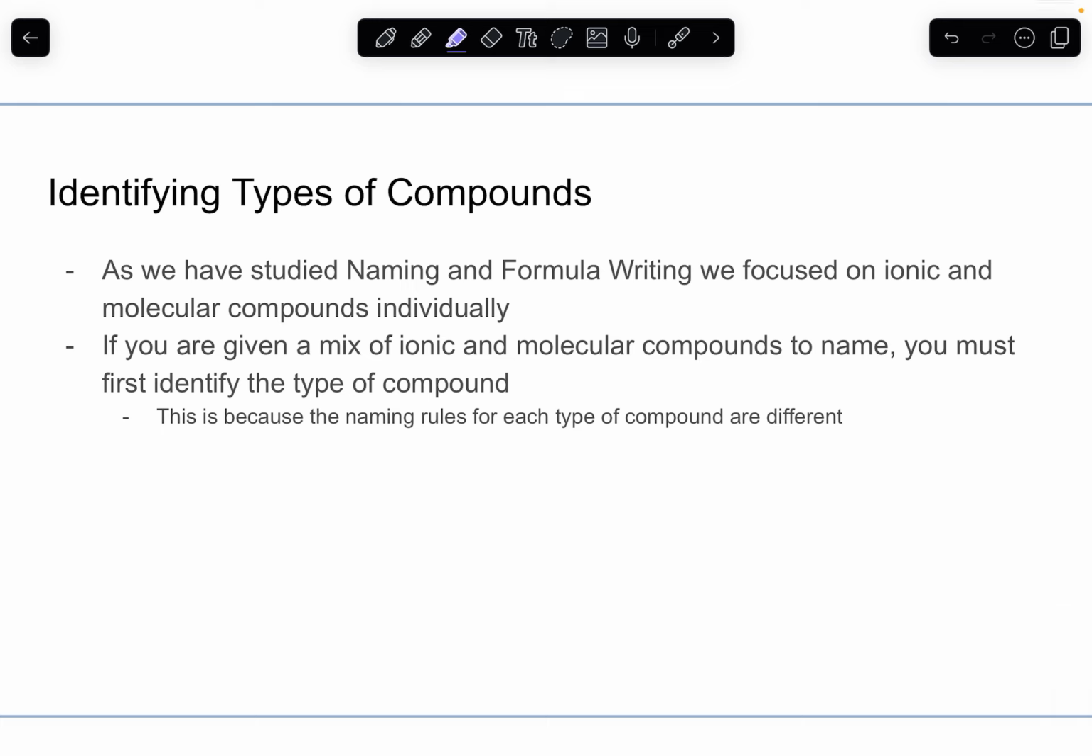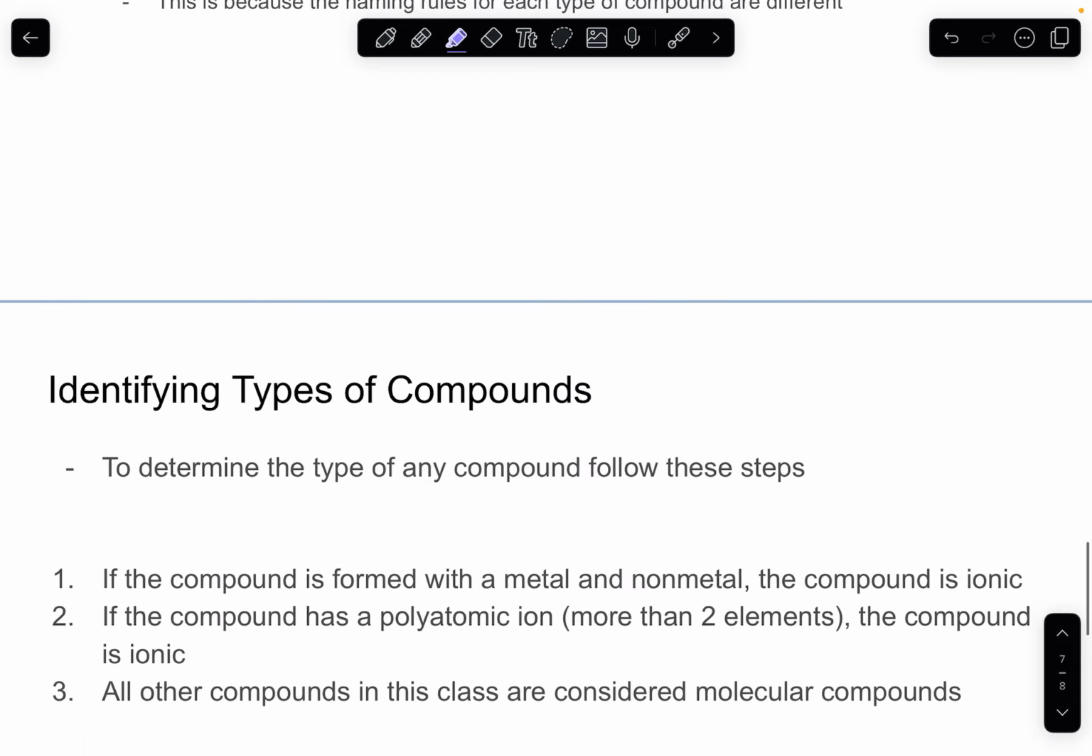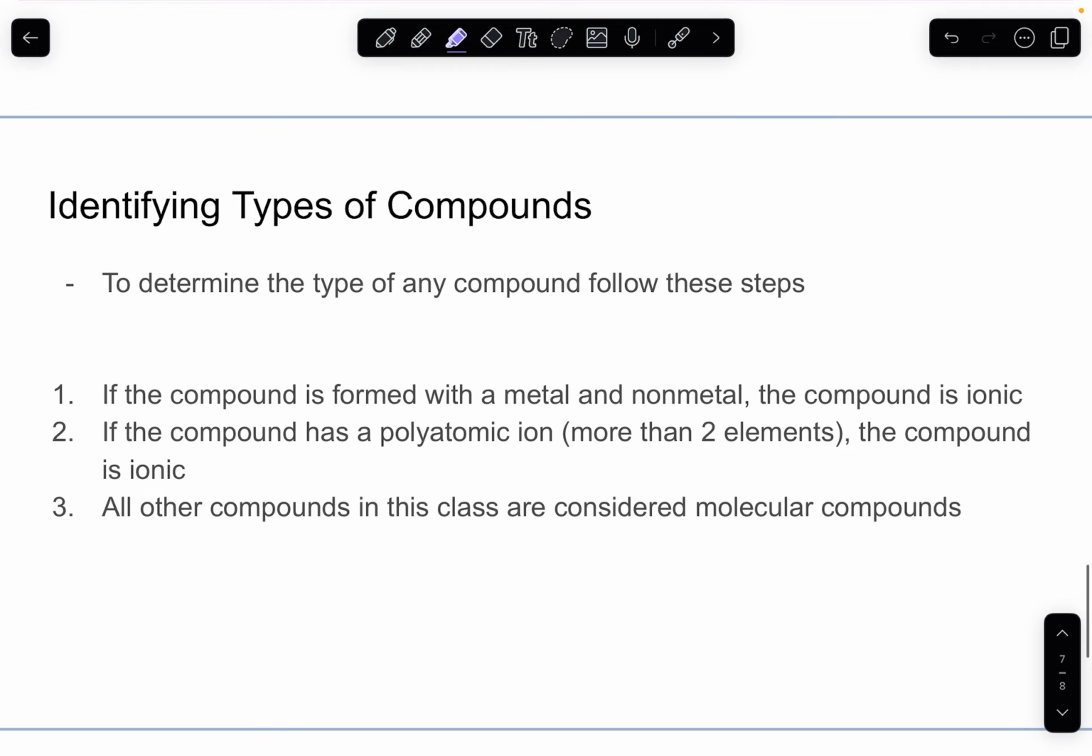The rest of these notes are going to be identifying types of compounds, because so far we've studied naming and formula writing separately, right? We focused on ionic separately, and then we focused on molecular separately. In the future, I'm going to be giving you a mix of ionic and molecular compounds. In order to apply the naming rules, first you must identify the type of compound. It's pretty simple to do this. You just need to ask yourself a couple questions.